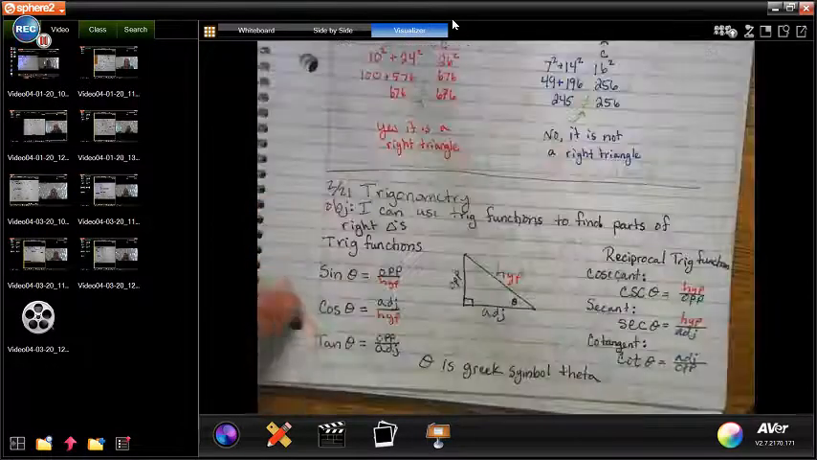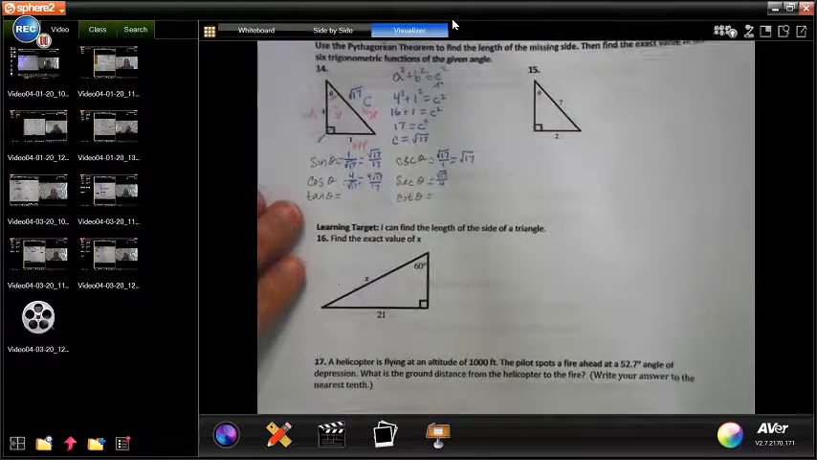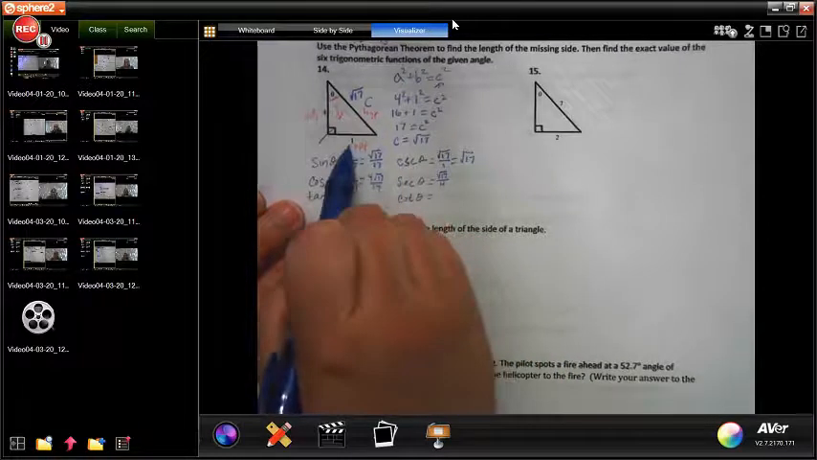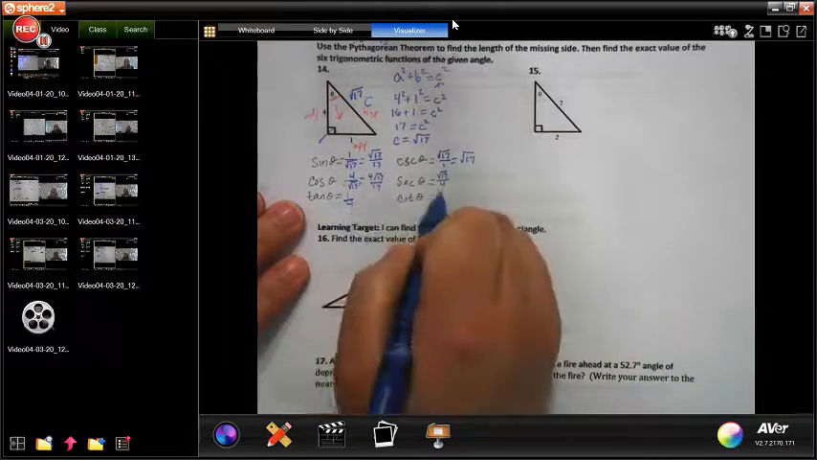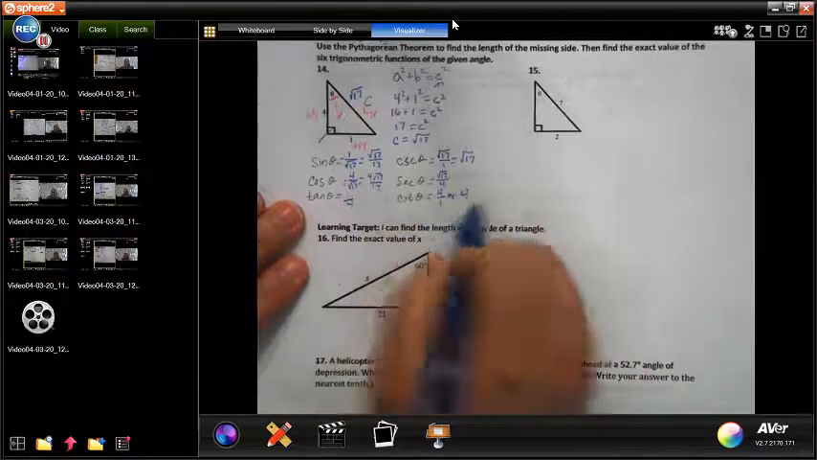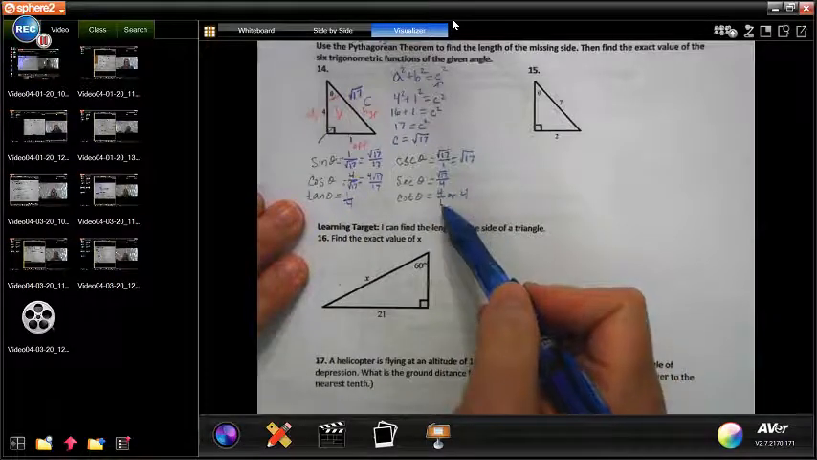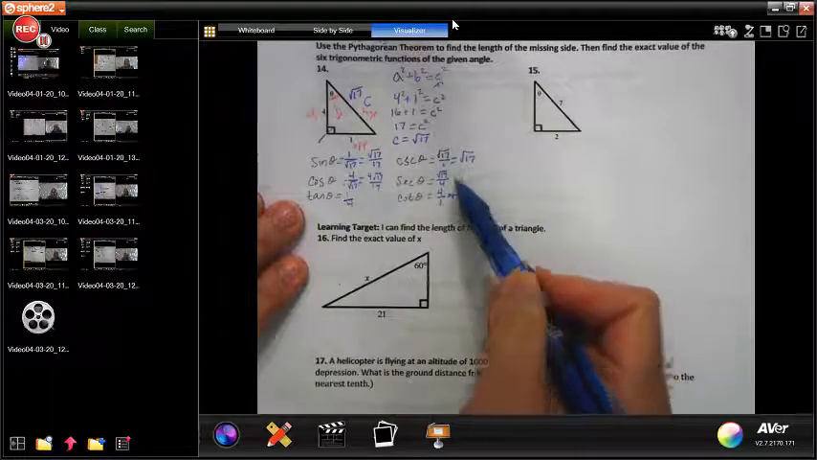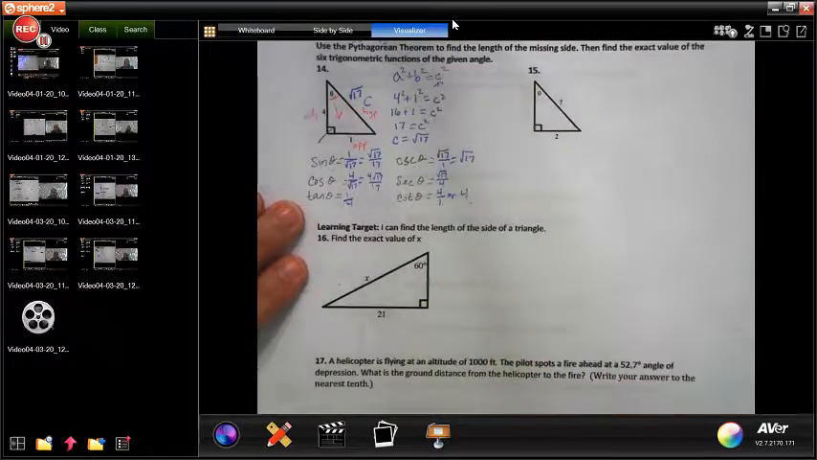Tangent, opposite over adjacent. Opposite is 1, adjacent is 4. So 1 over 4. Cotangent would be 4 over 1, or just 4. Both of those answers would be on the test. So when it's scored, if you write 4 over 1, that's fine. If you write 4, that's fine. If you write radical 17 over 1, that's fine. Or just radical 17, that's fine.